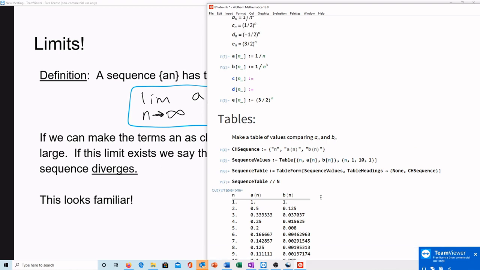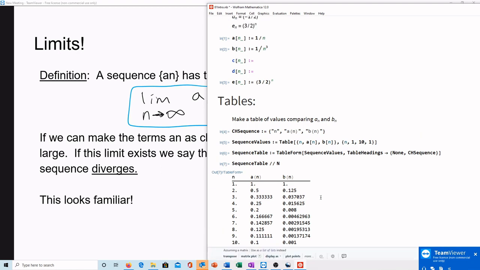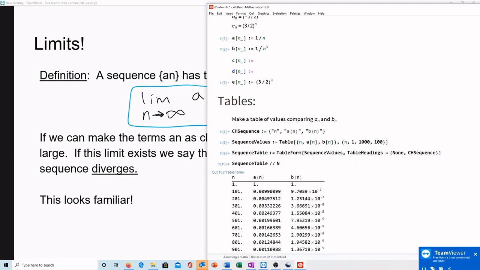So then my question becomes, what does this do in the long run? What happens when I plug in really big numbers? You could just try to think through this, but you can also start plugging in really big things. So we could go 1 to 1,000, and we can go by 100. So let's try doing this new table.